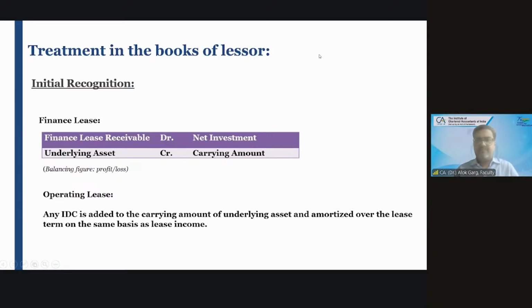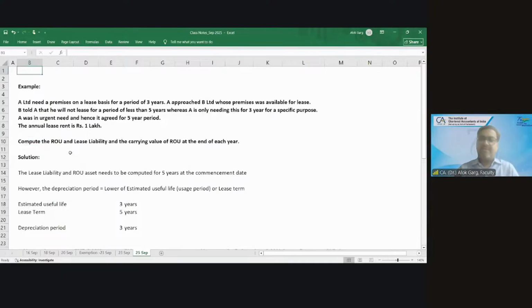Practically, whenever no quantitative limits are given in IFRS or Ind AS, companies make their policy based on US GAAP. So considering US GAAP, we have 75% or 90%. Yes, you are right.